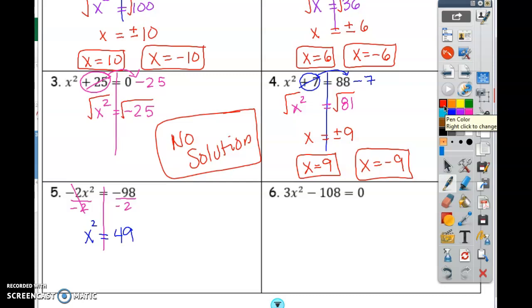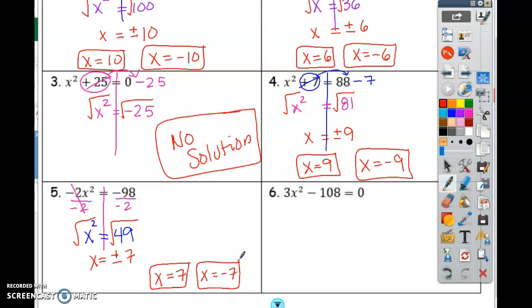What's next? Square root. What's the square root of 49? 7. So x equals plus or minus 7. So that means x equals positive 7 and x equals negative 7. What about the last one?